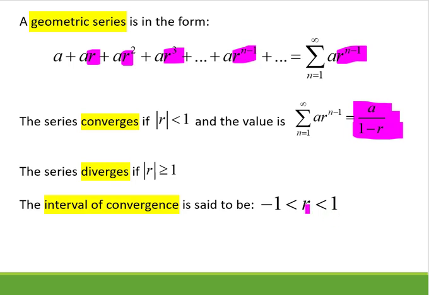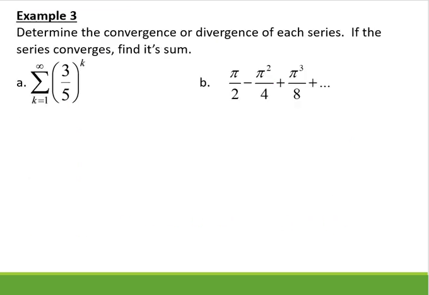So let's look at some geometric series. You want to look for what's the ratio. You want to look for what the exponent is. So here, and if you want to write out a few terms, you can. I would have 3/5 plus 9/25 plus 27 over 125, and I keep going on forever. My ratio is 3/5.